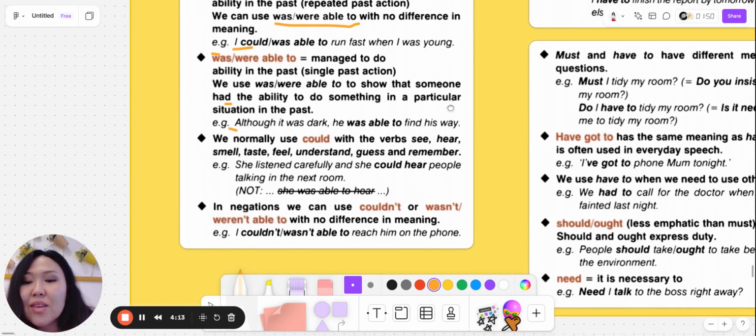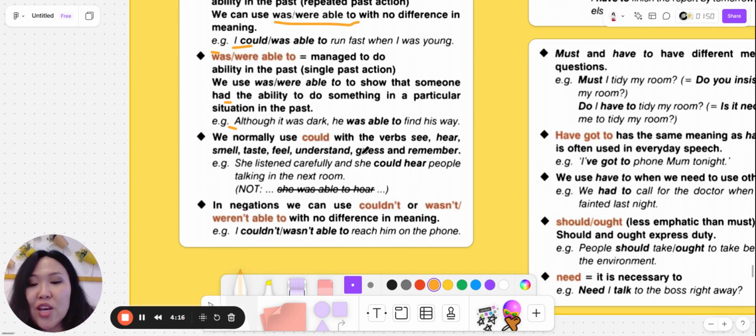He did it. Next one, we normally use could with the verbs see, hear, smell, taste, feel, understand, guess, and remember. She listened carefully and she could hear people talking in the next room. So it's something that was obvious. She could hear them because they were around. But we can't say she was able to hear because, again, that implies something that was hard. It wasn't hard for her to hear these people. And in negations, we can use couldn't, wasn't, weren't able to with no difference in meaning.